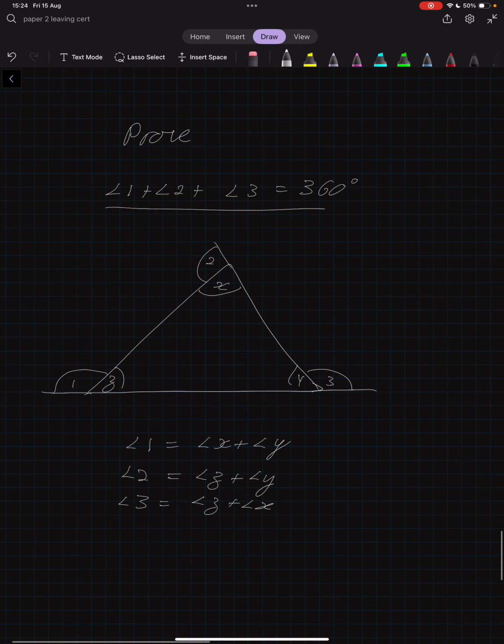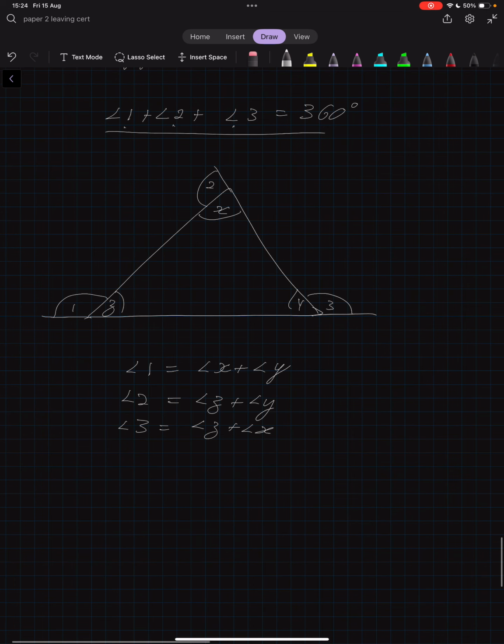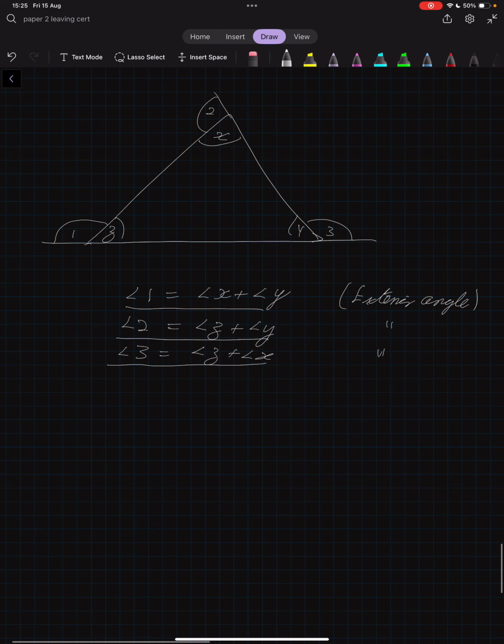Now, if I add these together, because that's what I want to do, I want to add these. So again, you always have to give a reason. So it's going to be exterior. You always say what you want, and then your reason for saying so, okay? And that's just all the same thing. So now if I add all these three together, I get angle 1 plus angle 2 plus angle 3 equals 2 into angle X plus angle Y plus angle Z. And then the reason for this one, you just say add 3 lines together.